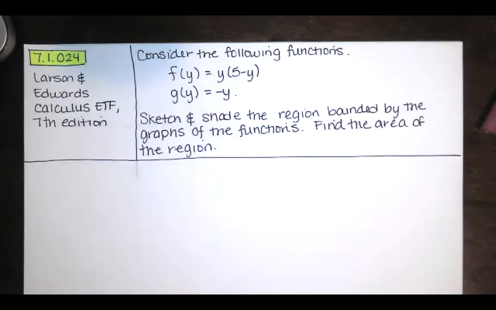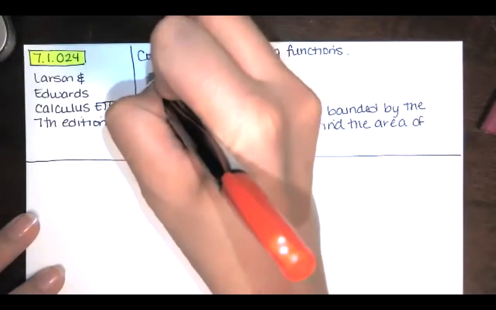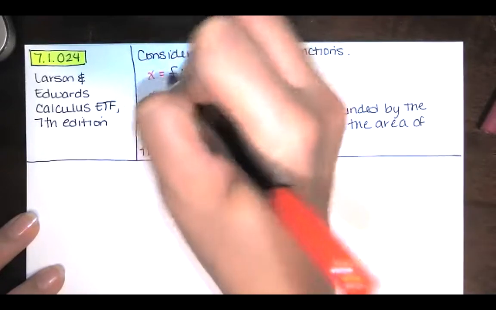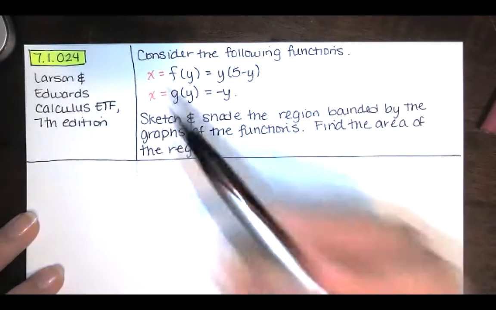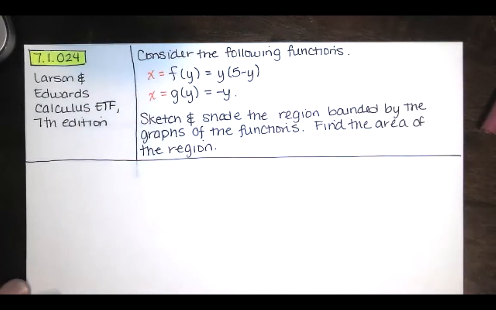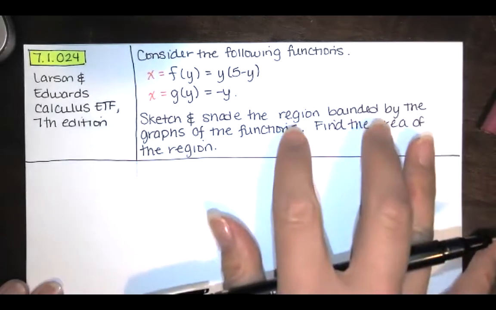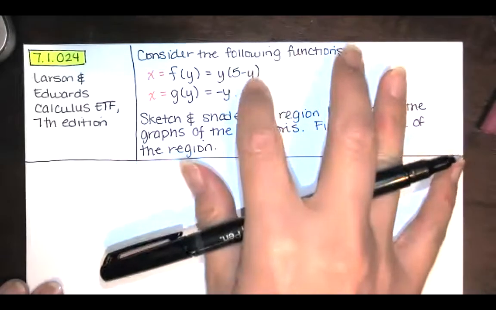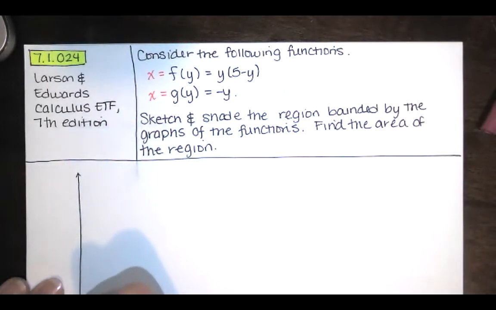Okay, so notice we've got functions of y here. I've got f as a function of y and g as a function of y. So it's implied that x is the dependent variable and y is the independent variable. So this is one curve where x is a function of y, and this is another curve where x is a function of y. And we'd like to graph these and see what the region looks like, that region that's bounded by this curve and this curve.